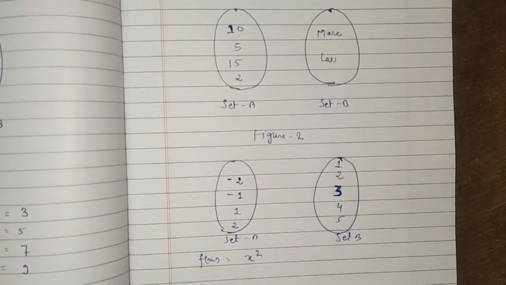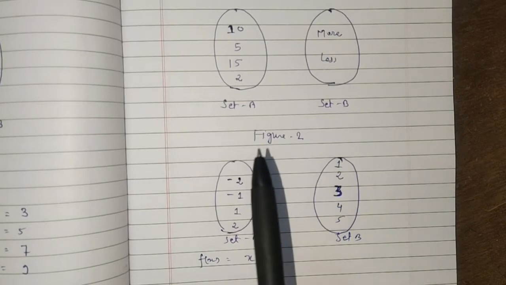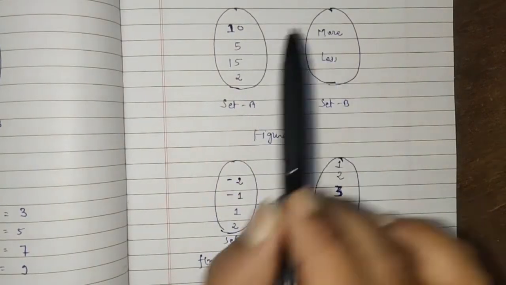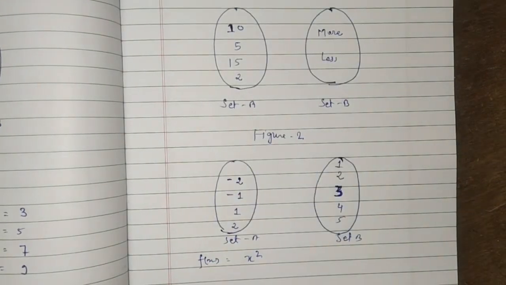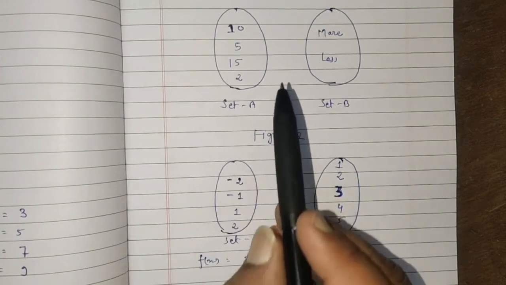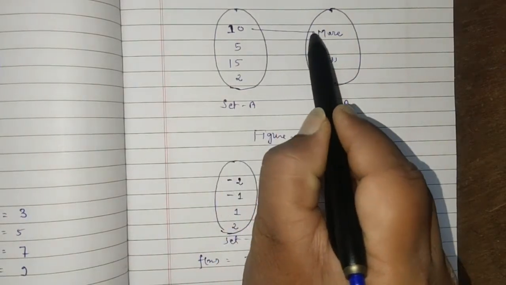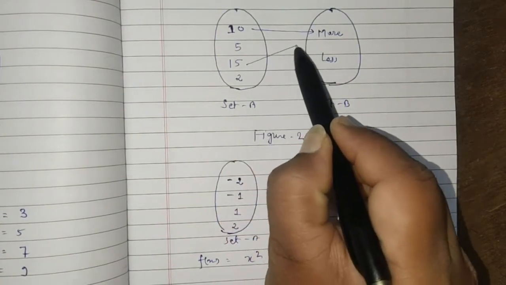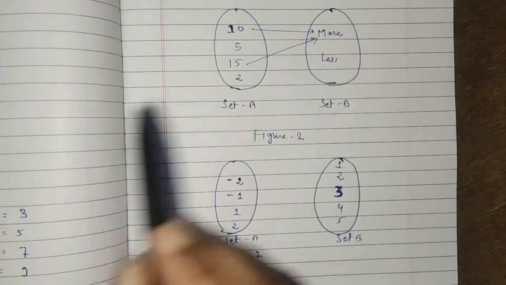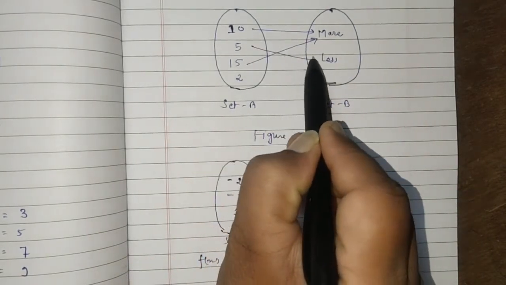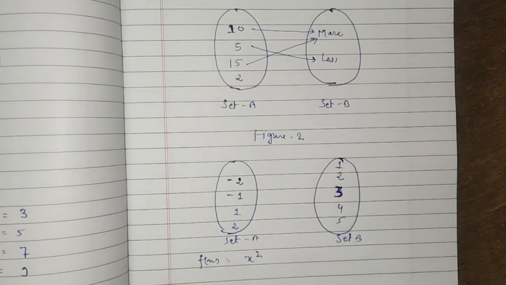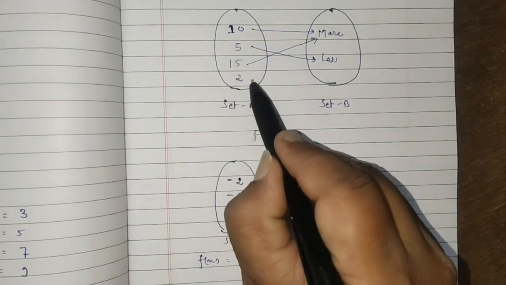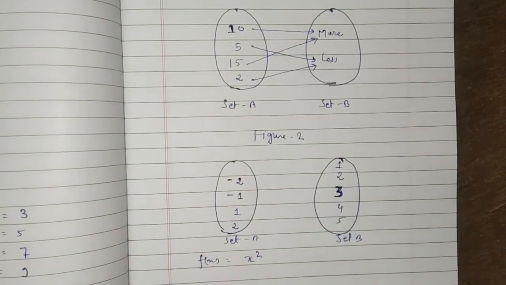Here we can say set B is more and less. The f(x) is considered more when the value is 10 or more than 10. If you get marks or whatever, 10 or more than 10 is considered as more. 5 is considered as less because its number is less than 10, and 2 is also considered as less.